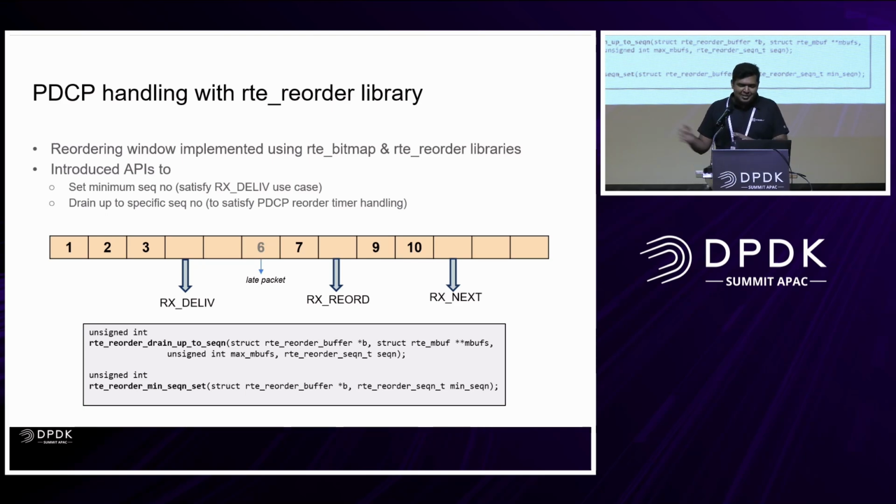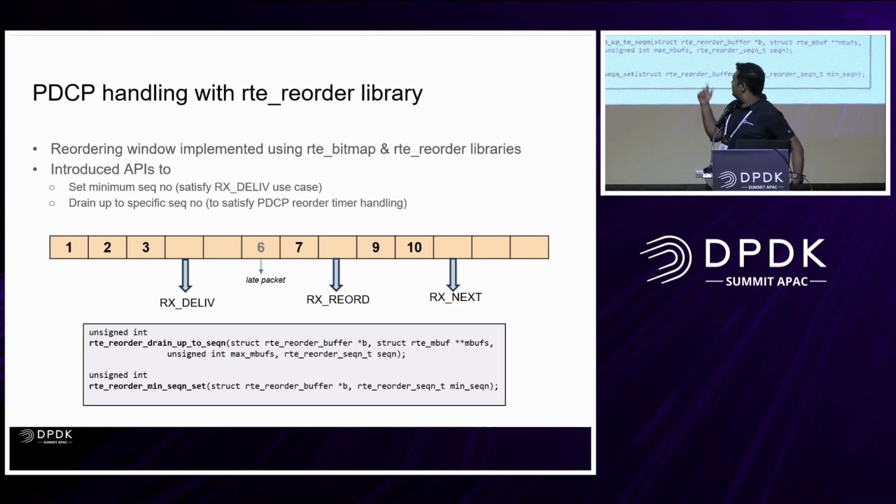So for this, let's get back to this discussion. There were two major problems that we saw. One was regarding the drain mechanism, where if there are any gaps in between, the application was not able to drain out those packets. And the second one was regarding setting the minimum sequence number, where the application would want to set a sequence number that is lower than the sequence numbers that are actually pushed. In order to address these two problems, we added two APIs.